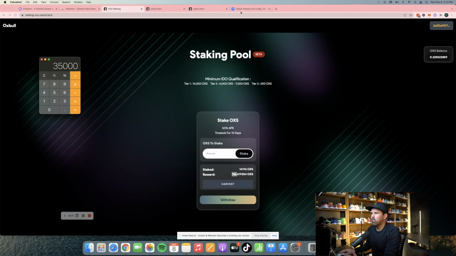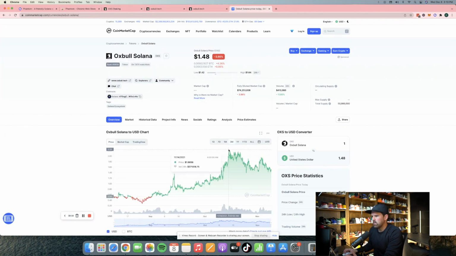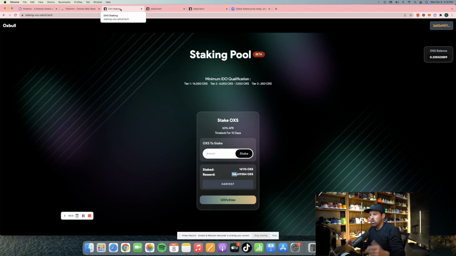It doesn't mean it'll go up, but its all-time high is, let's see what it is, about $2.19 right now. So if it goes back up to its all-time high, then we are looking at a good gain right there. So $2.19 times 14,000 is 30,000. So that's $10,000 we'll make in just the price of the coin. But it could go down, so you never know.